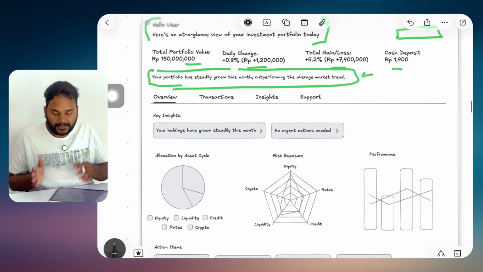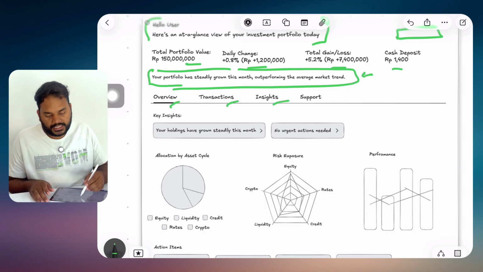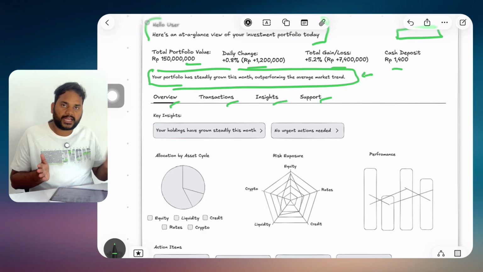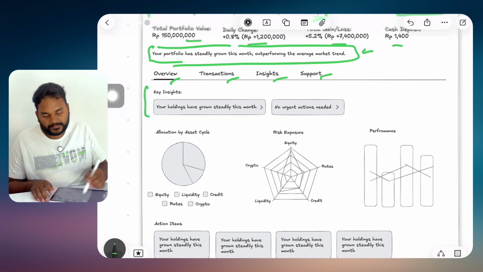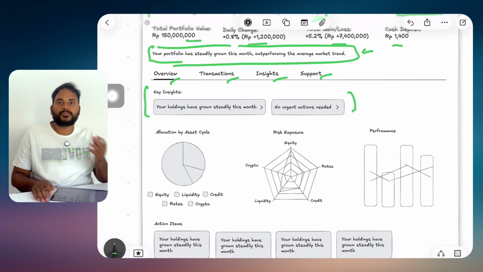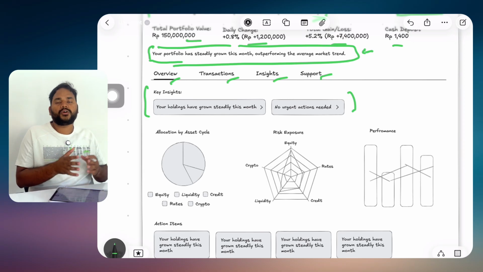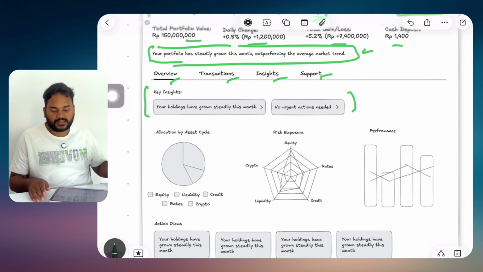Next we have tab sections: overview, transactions, insights, and support. These will be the tabs at first glance. Now in overview, you can see there are key insights. This is the highlighted part, which will give them more information about their whole portfolio in a textual format. So the user will not need to calculate everything, go through the charts, and then copy it and obviously go to ChatGPT and ask there.